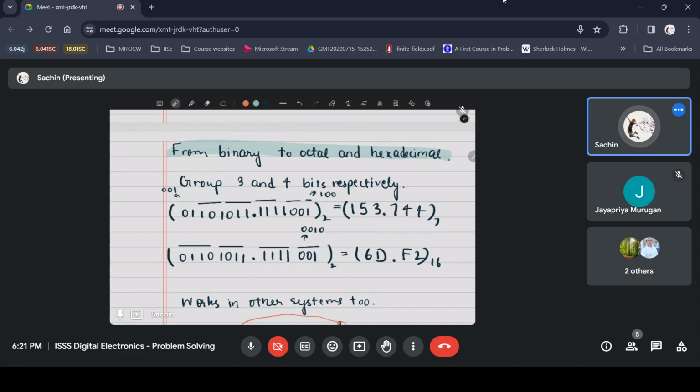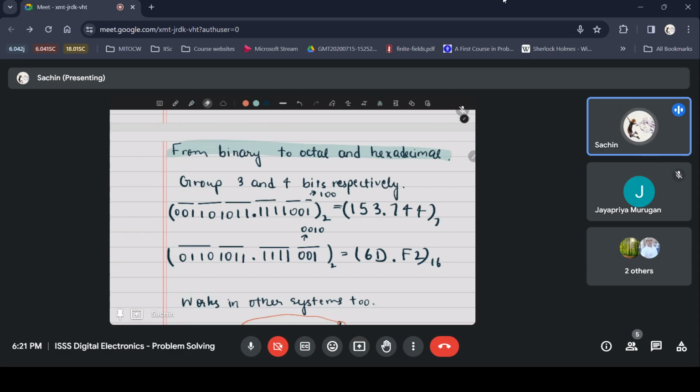Next you have only 2 bits, 01. You can add as many zeros as you want to the left of a number in the integer part, so you can change it to 001 and group those 3 bits. These groups of 3 bits you convert into the equivalent octal digit. So 001 is 1, 101 is 5, 011 is 3.